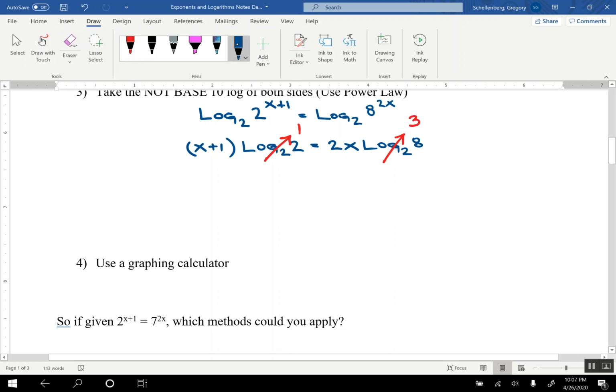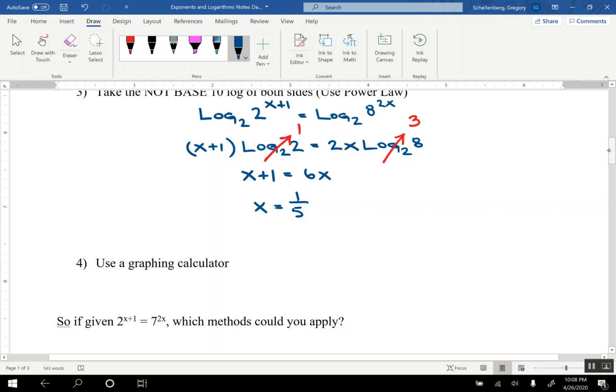And so really what we end up with is x plus 1 times 1, so that we have x plus 1 on the left-hand side. And then 2x times 3, we have 6x on the right-hand side. And again, we end up with x being equal to 1 over 5. Okay, so 3 different strategies all producing the same result.